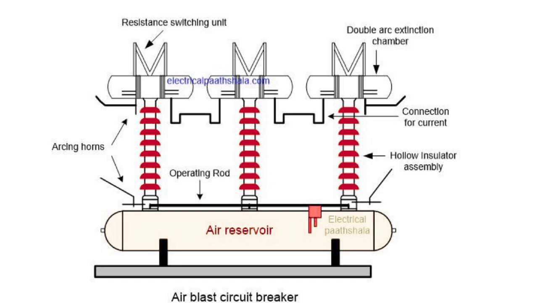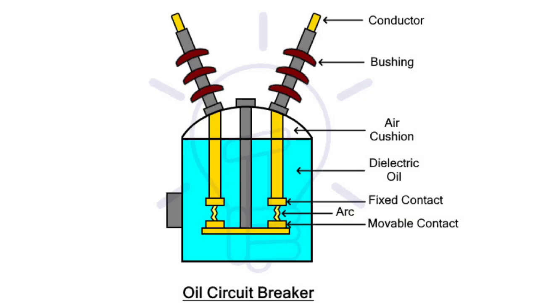However, air is not an effective arc extinction medium for high-voltage applications. 2. Oil. Oil is a popular arc extinction medium for high-voltage circuit breakers. The oil helps to cool and extinguish the arc, and it also provides insulation and protection for the breaker's contacts.